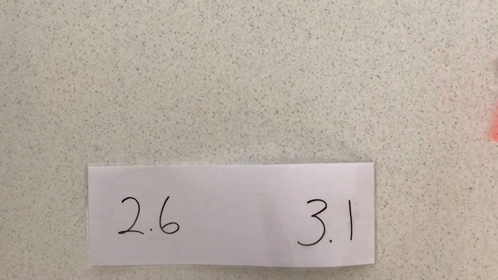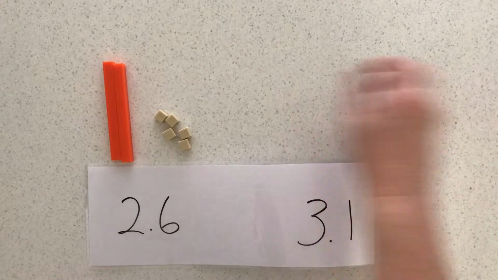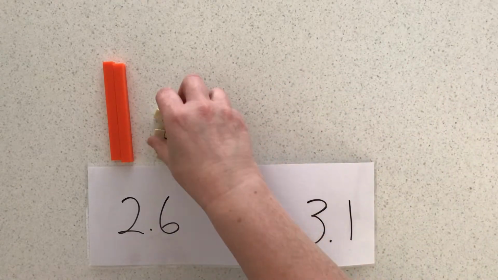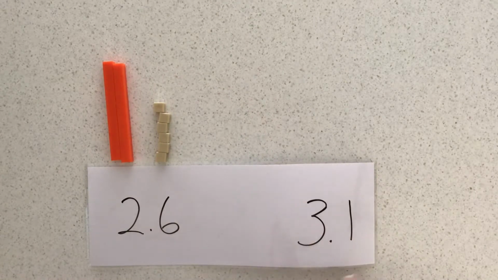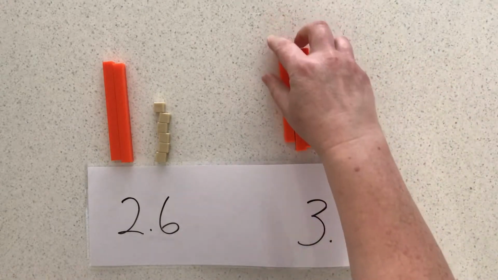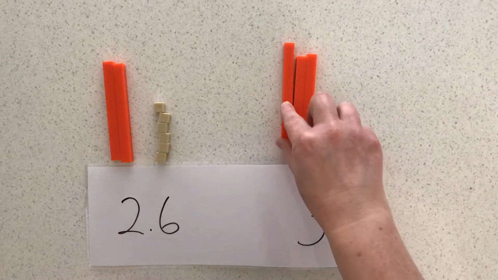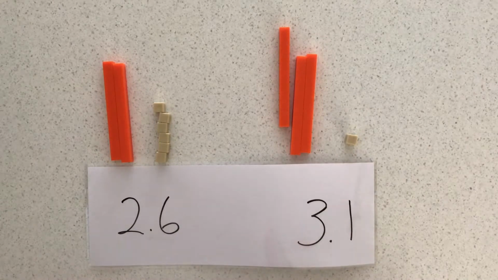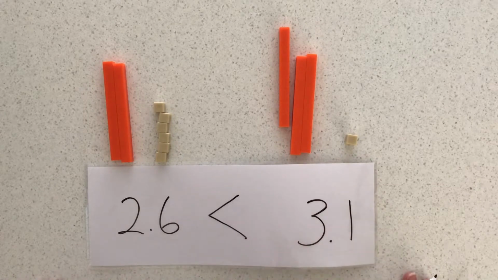2.6 represents 2 wholes and 6 tenths. 3.1 represents 3 wholes and 1 tenth. 2.6 has 1 less orange Cuisenaire rod than 3.1. 2.6 is less than 3.1.